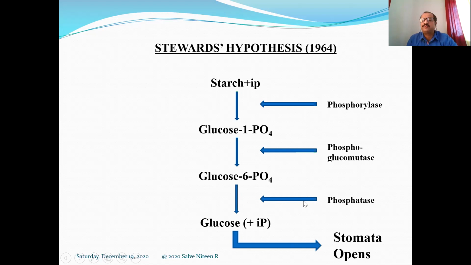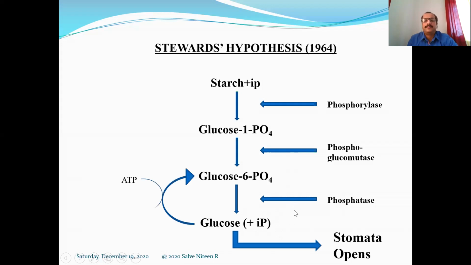This reaction requires water, and it is catalyzed by the phosphatase enzyme. Now see what happened. The stomata becomes open due to formation of glucose and inorganic phosphate during daytime. This inorganic phosphate is released in the guard cell, and now here this inorganic phosphate is of no use. Now what happens, see here.